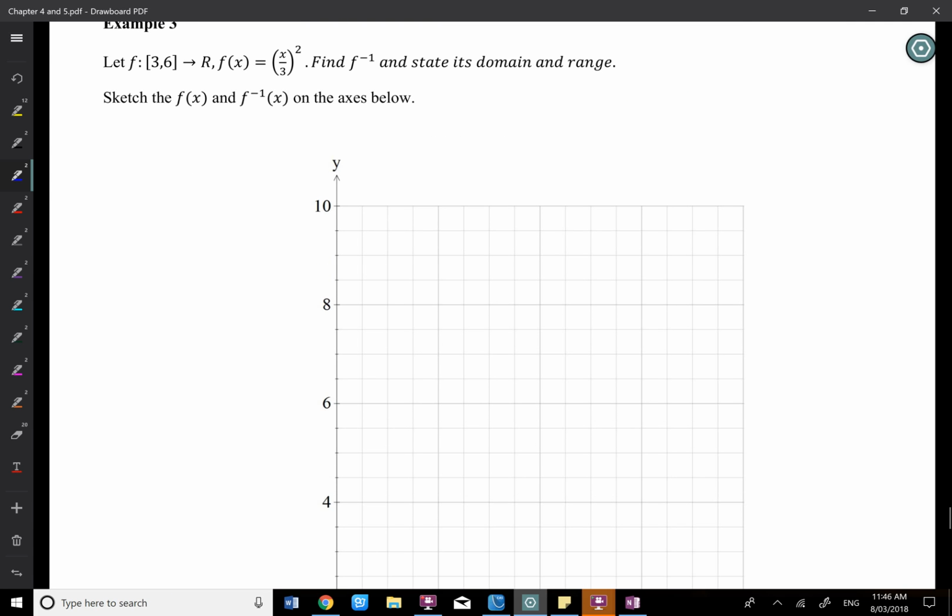Let's sketch the graph of (x over 3) squared with the domain 3 to 6 first on this grid. I'll give you 1 minute to sketch it with the proper domain and draw that graph. Where's the turning point? If it's a full domain, where's the turning point for that graph?